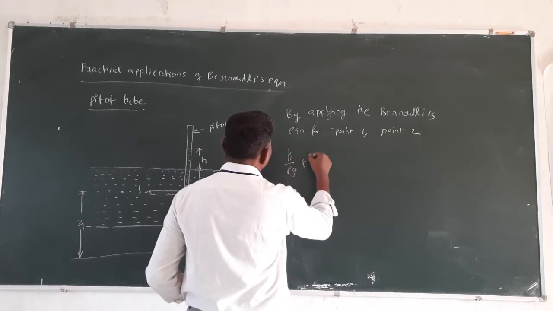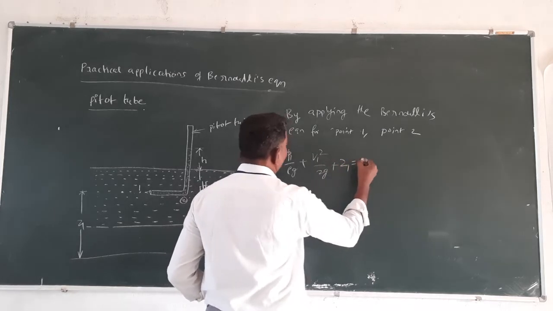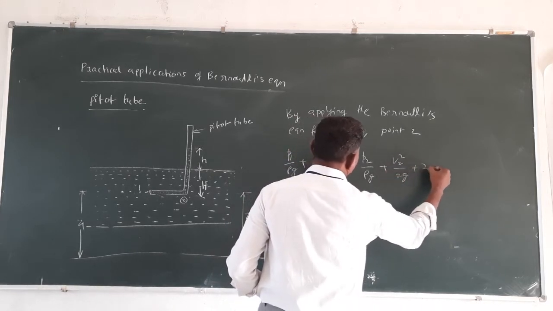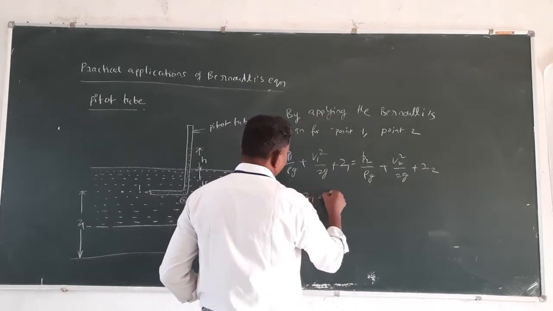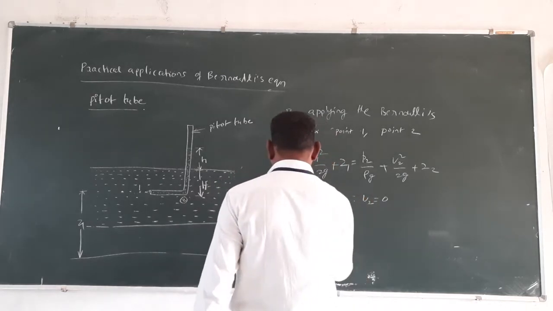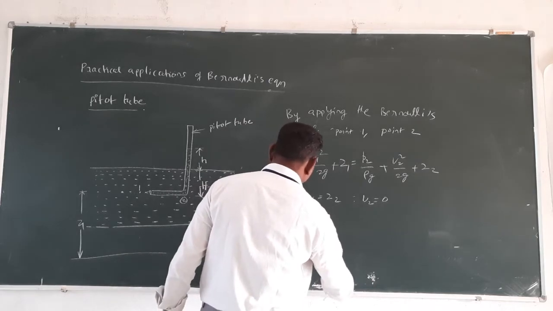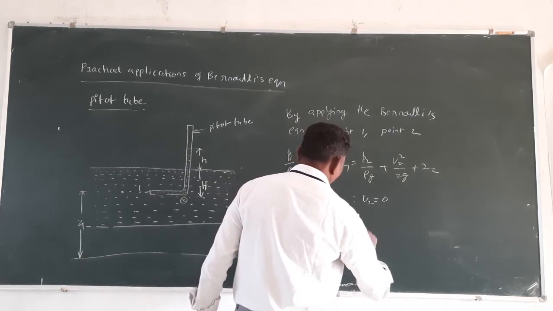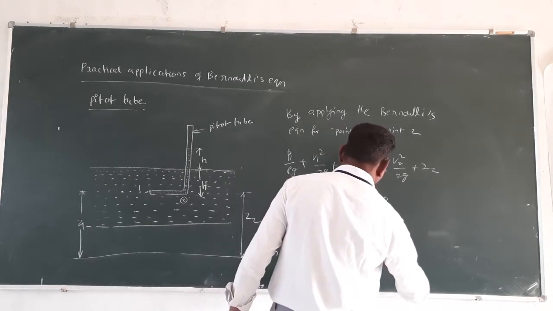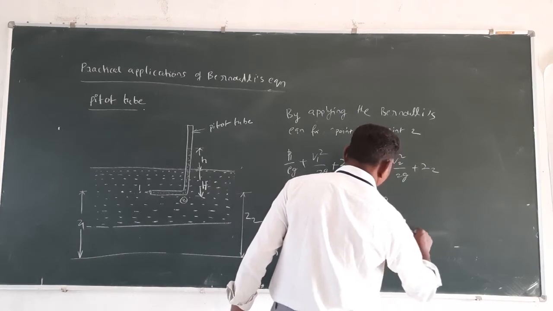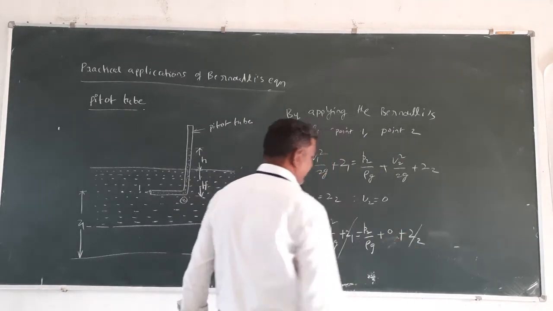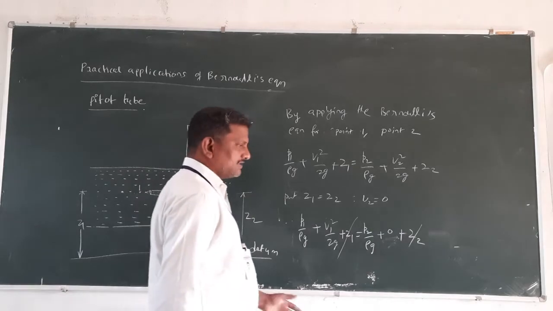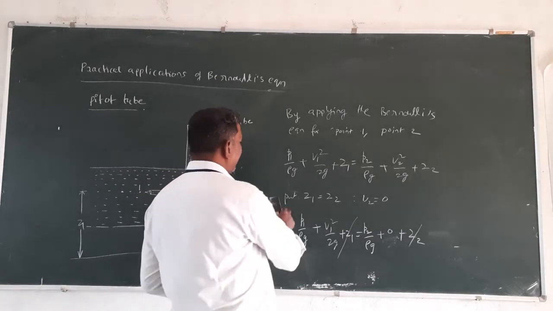P1 by rho g plus V1 squared by 2g plus Z1 is equal to P2 by rho g plus V2 squared by 2g plus Z2. Put Z1 is equal to Z2 and V2 is equal to 0. Therefore, what we will get: P1 by rho g plus V1 squared by 2g plus Z1 is equal to P2 by rho g plus 0 plus Z2. Z1 and Z2 get cancelled with each other because they are the same. So what is the remainder?